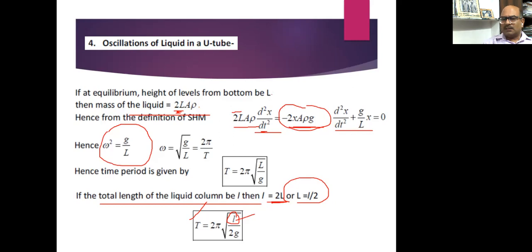The most important part while calculating the time period for this equation of the U-tube is finding the mass and finding the weight. If we can find these, we make it equal as per the condition of simple harmonic motion, and we can find omega square. So I hope you understand how to find the time period of the liquid in a U-tube oscillation.